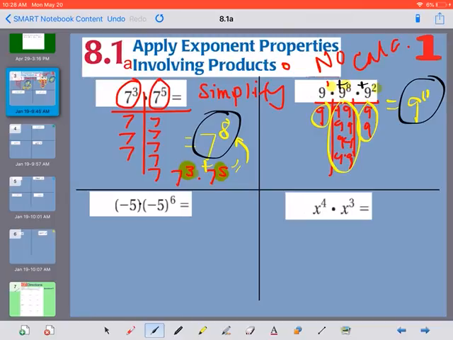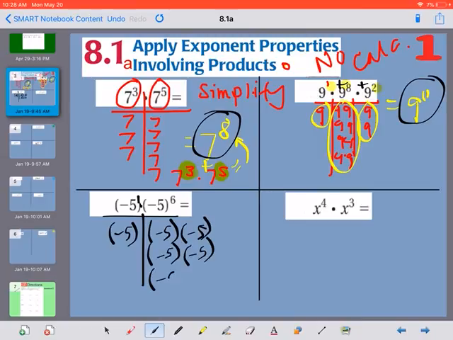This next one, this is multiplied here. This is negative 5 one time. So here we have negative 5 once. And here we have negative 5 6 times. And the reason why I put it in parentheses is because we're multiplying negative times negative times negative times negative. So how many times do we multiply negative 5? Well, we multiplied it 6 and one more is 7 times.